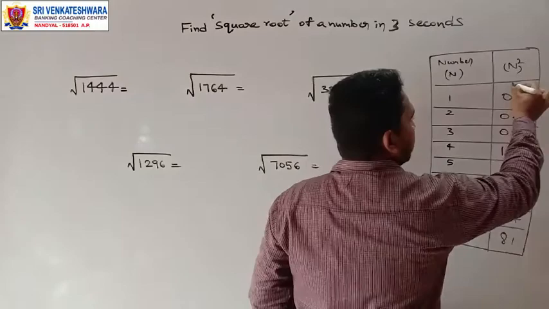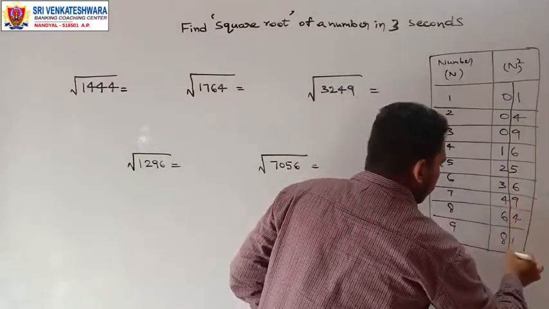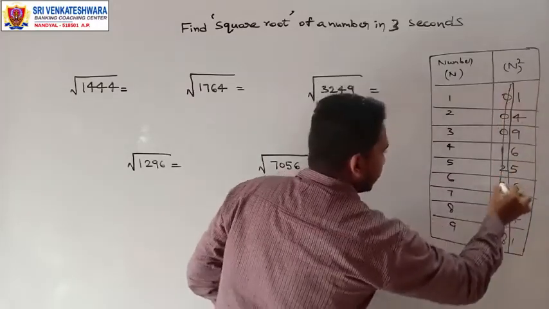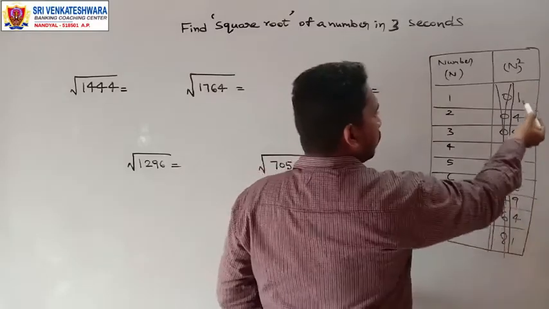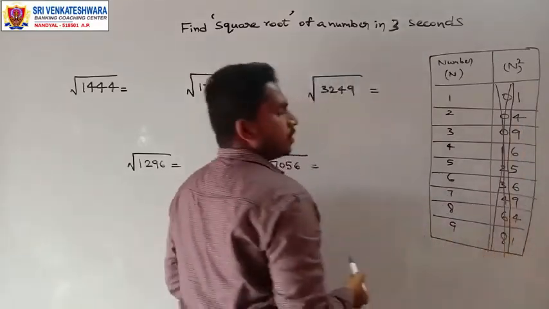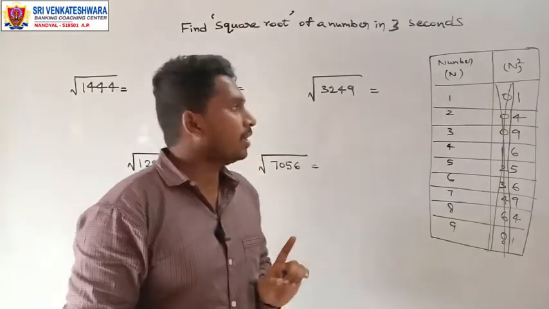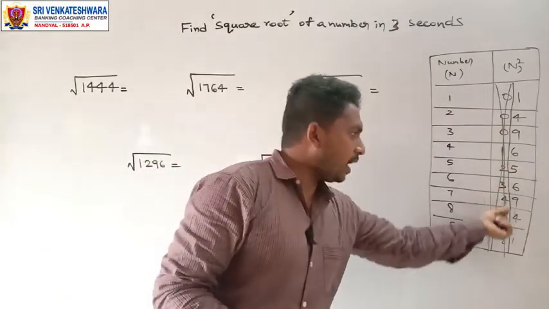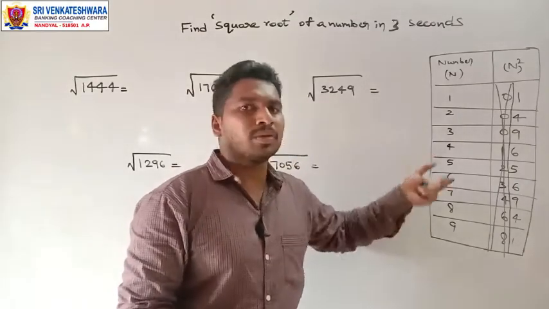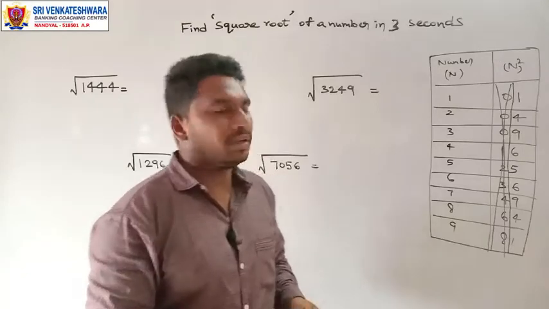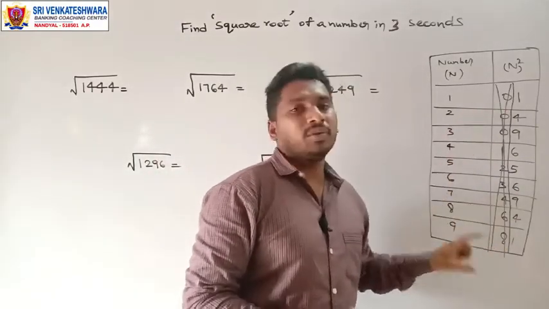So you can neglect these other digits. You have to consider the digits in the units place only. You just have to keep them in your mind. You can remember them, or you can draw a simple table like this in your exam, just by writing these digits in the units place.